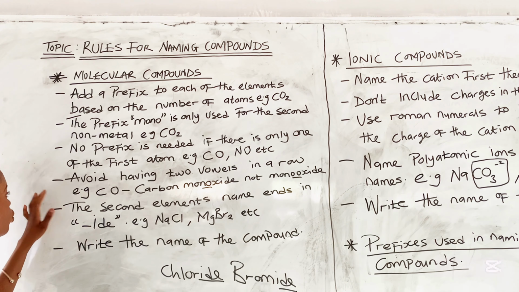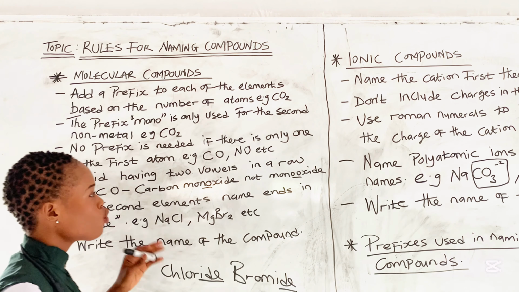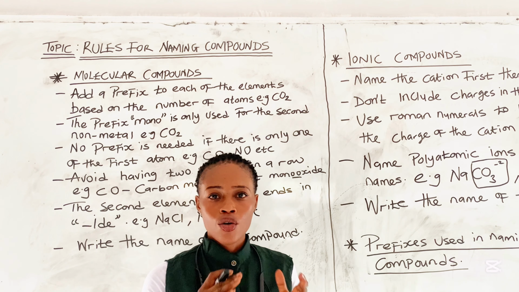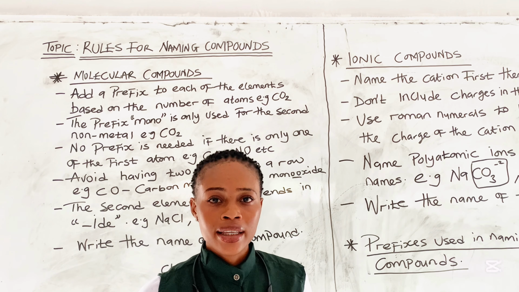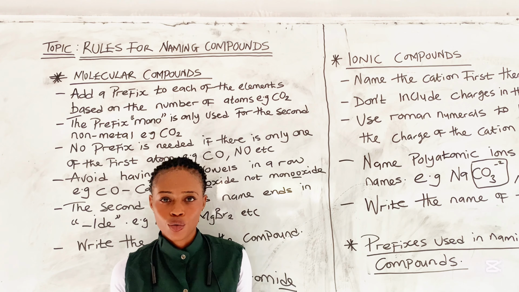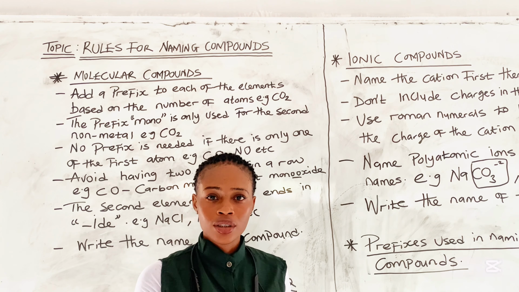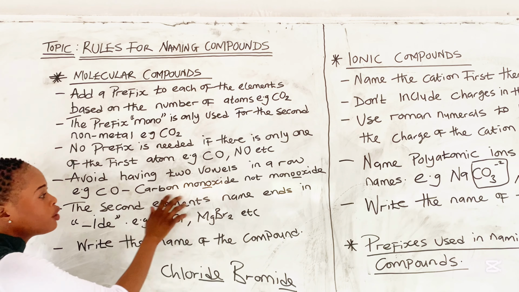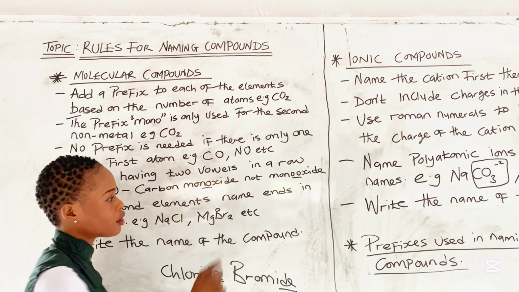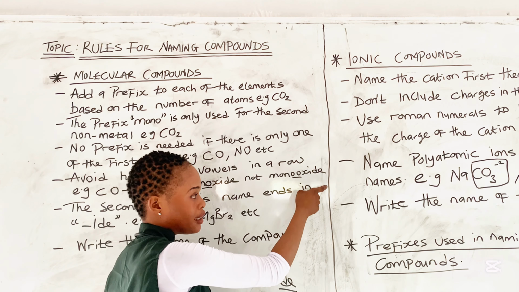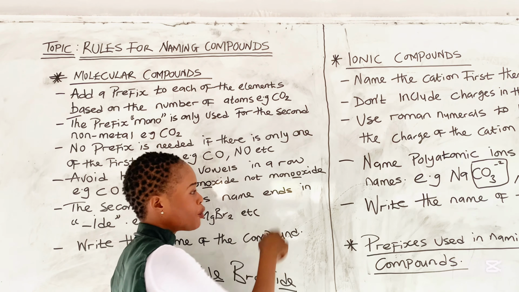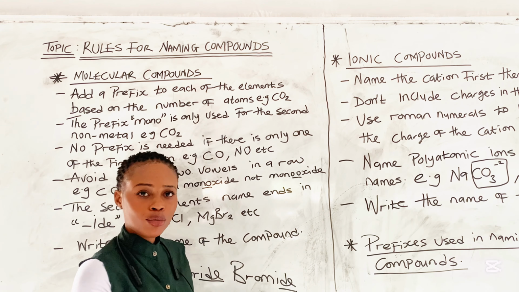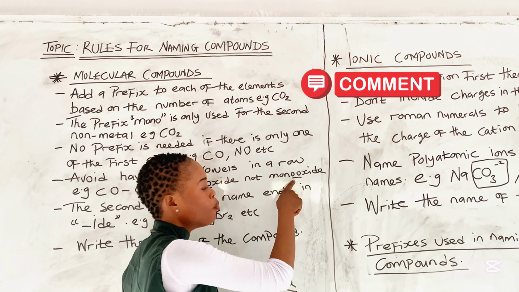For the fourth rule, it says avoid having two vowels in a row. What are vowels? Your A, E, I, O, U. These are your vowels in the English language. So for example, CO is carbon monoxide, not carbon monooxide. You see that there are two O's here. Because we have to comply with this rule, one of these O's must be removed. Remember, O is a vowel.